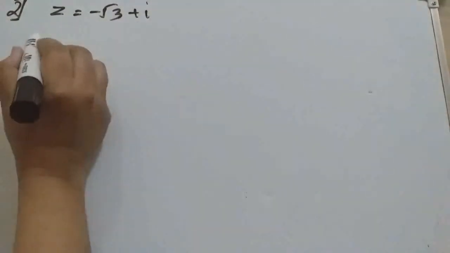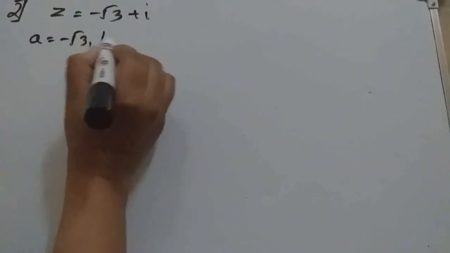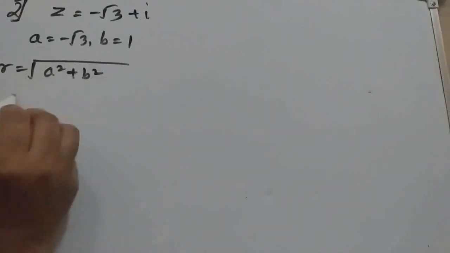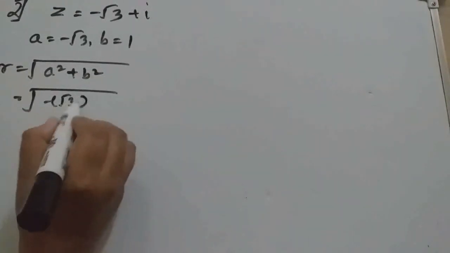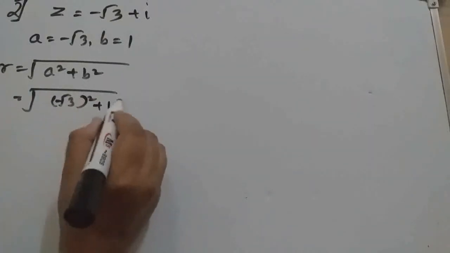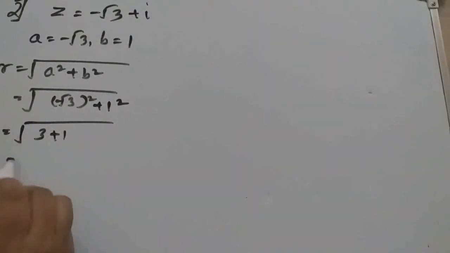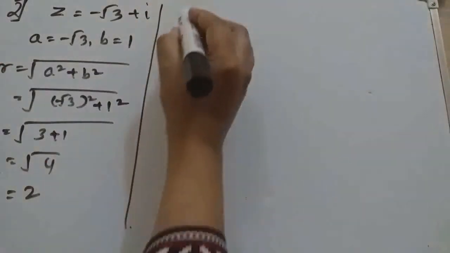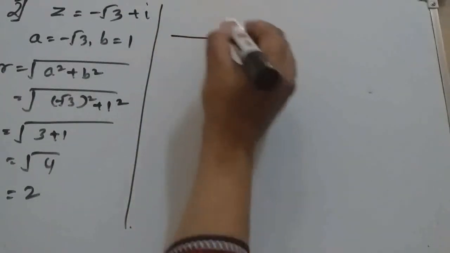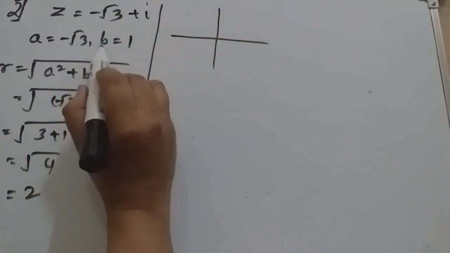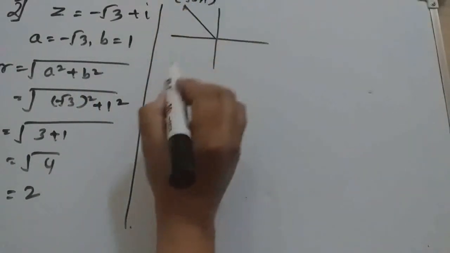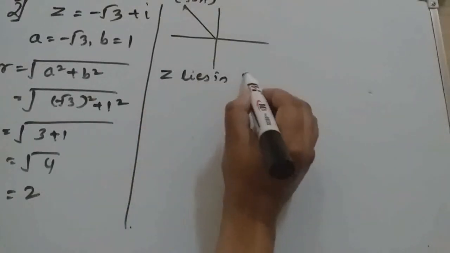Question number 2 is z equal to minus root 3 plus i. So here a is minus root 3 and b is 1. So r will be the root of a square plus b square. So minus root 3 square plus 1 square, that is 3 plus 1, 4, which is 2. Okay, for the argument we should know in which quadrant theta lies. So a is negative, b is positive, means second quadrant. So we can write z lies in the second quadrant.